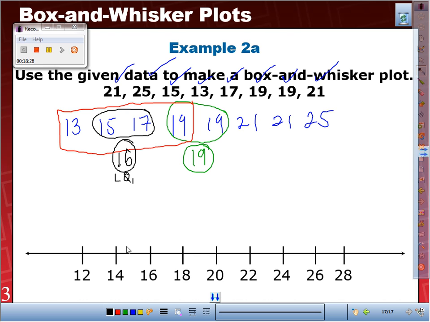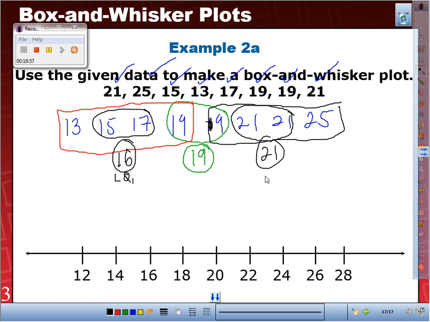All right. Let's go to the upper quartile. We're going to focus on this data right here, these four numbers, 19, 21, 21, and 25, right? So the upper quartile is 21 plus 21, which is 42, divided by 2 is 21. So this is our upper quartile. Hold on, we're not done. Not done, guys.